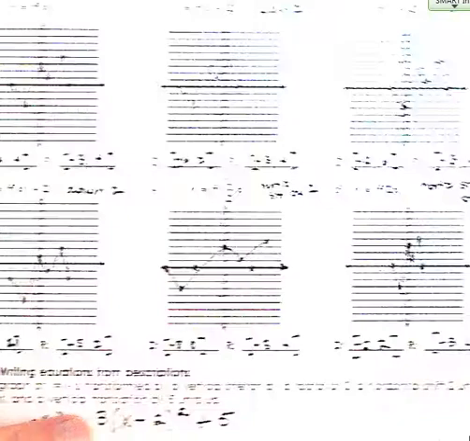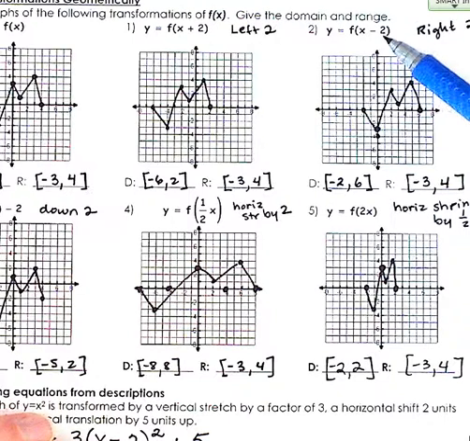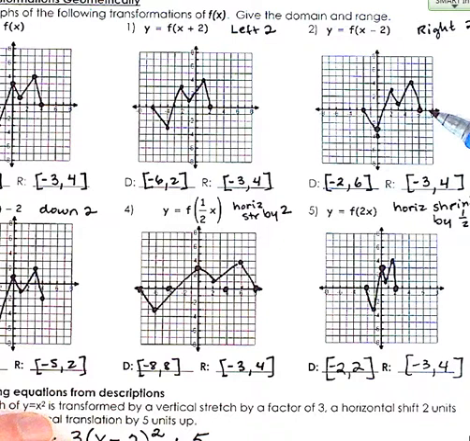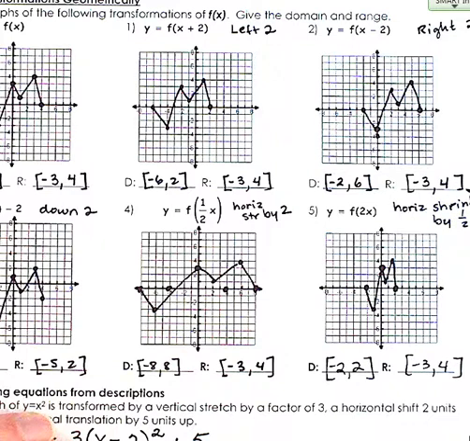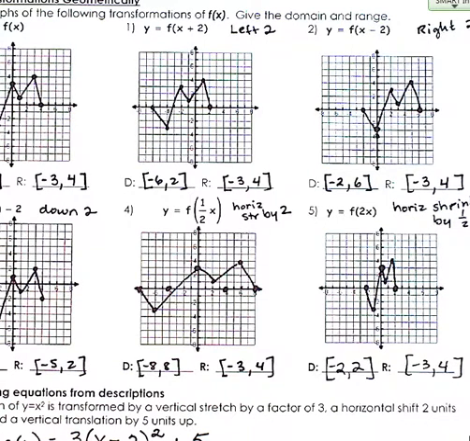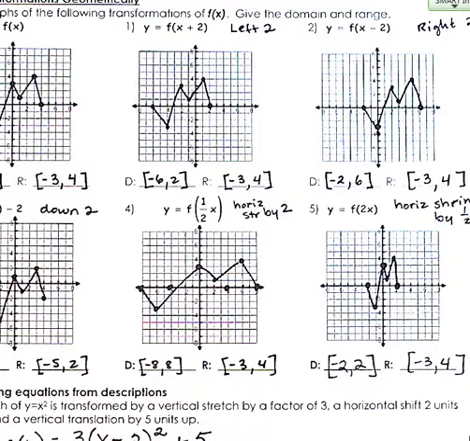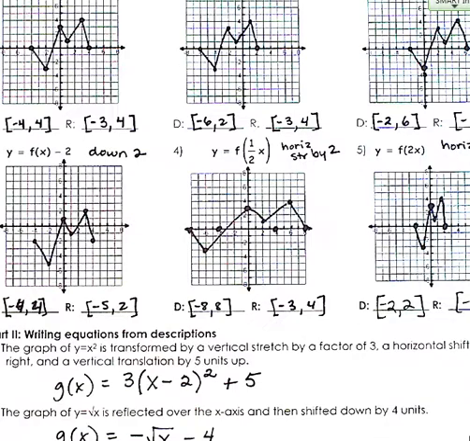Number 2, we're going to move it to the right 2. The minus on the inside means we're going to do the opposite, right? It's horizontal, so we're going to go right 2, and this is my end result. Domain -2 to 6 with brackets. Range -3 to 4 with brackets. Then we move on to number 3.